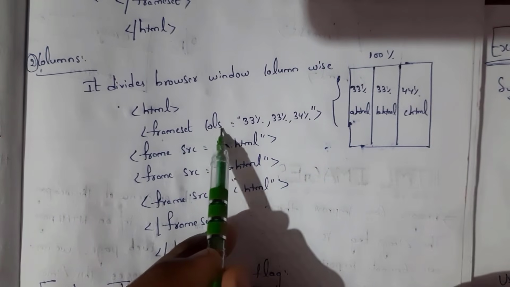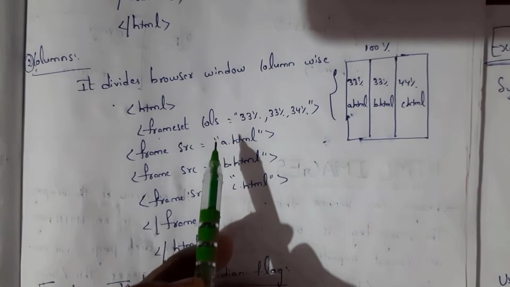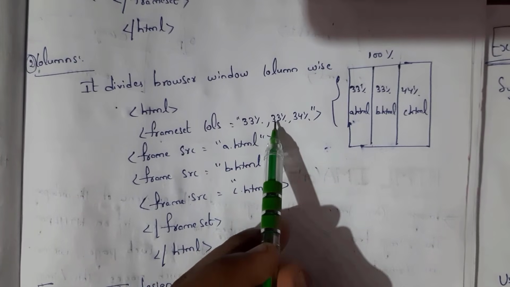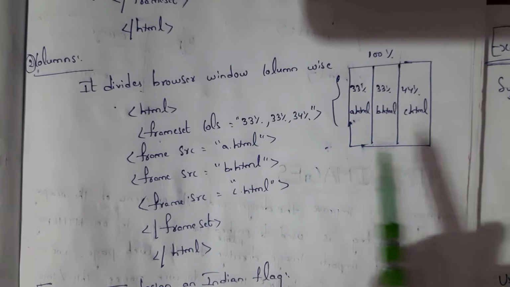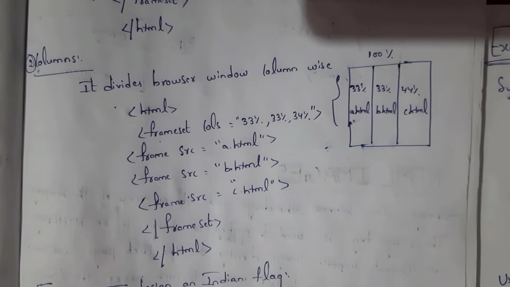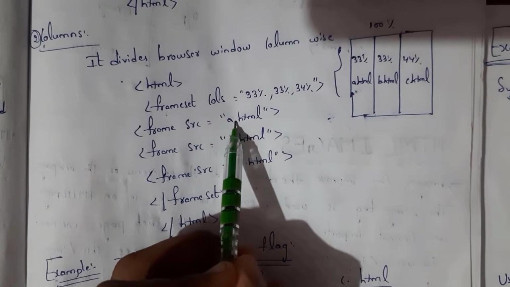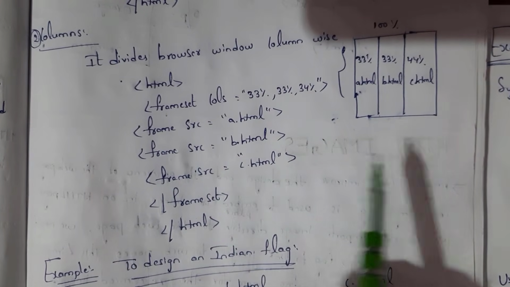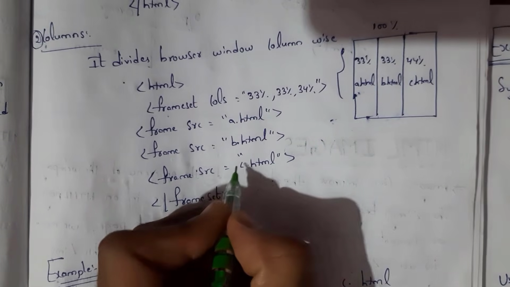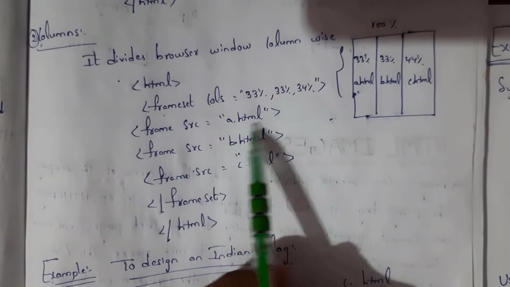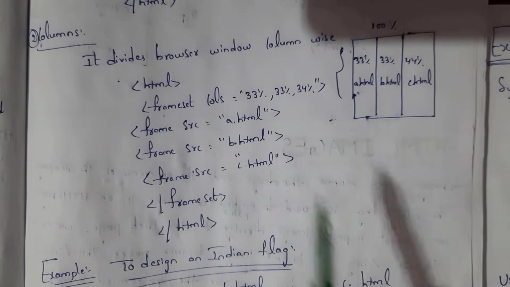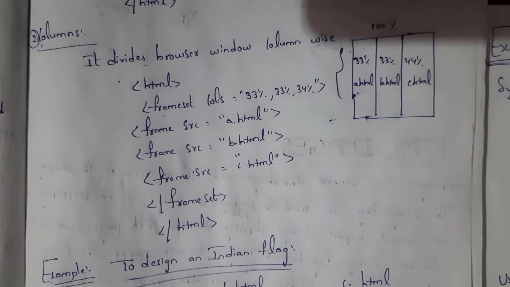I took frameset columns because we need to divide this frame column wise. One is 33%, one is 33% and another one is 34%. We need to divide this window screen into three sections. One is 33, next one 33 and the third one is 34%. And frame source is a.html, and similarly another frame source is b.html and another frame source is c.html. These are three sources. For this a.html, we need to write a separate program, and for this b.html, we need to write a separate one, and for c.html, we are going to write a separate program.